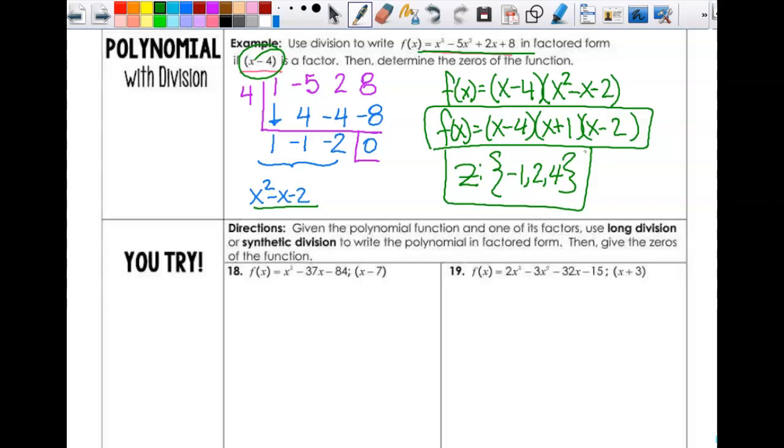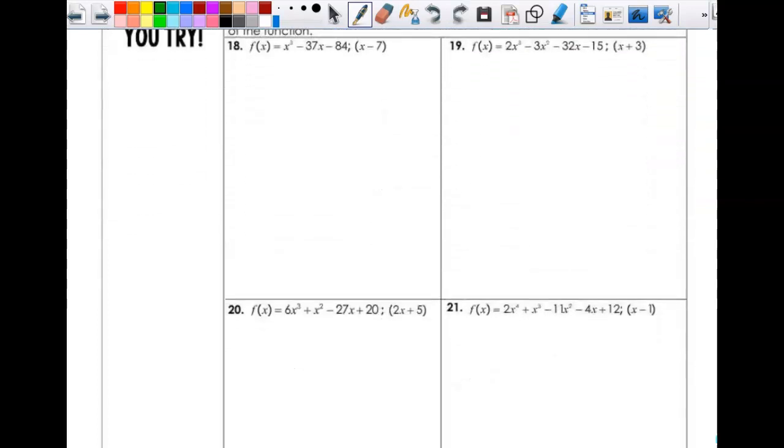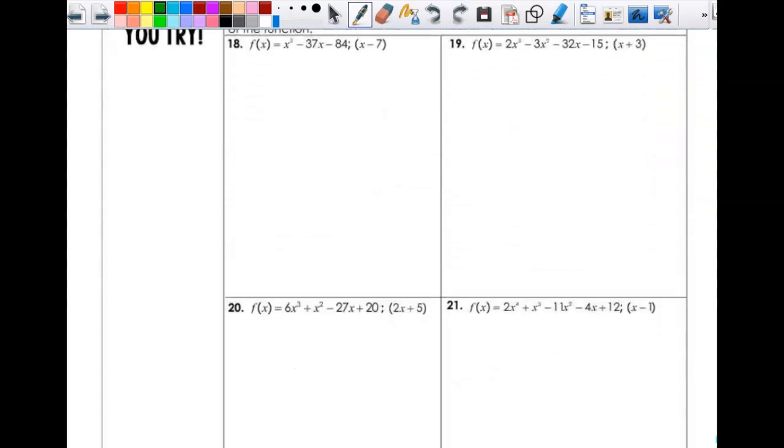All right. So my directions on these say, given the polynomial and one of its factors, we're going to use long division or synthetic division. Basically, we're going to use synthetic division if we can. If we can't, then we'll use long division. So we're going to start with number 19. In number 19, can I use synthetic division? Yes, because a is 1, it's a binomial, I'm good.